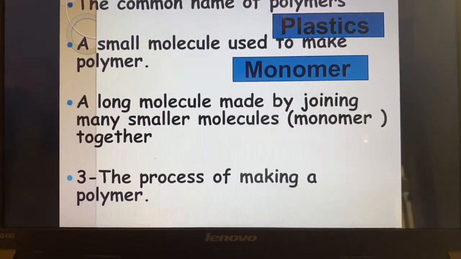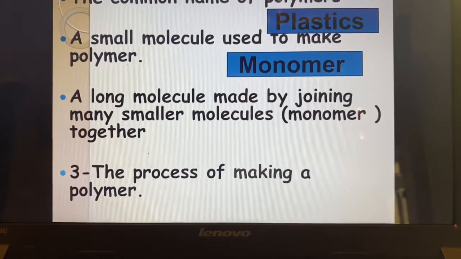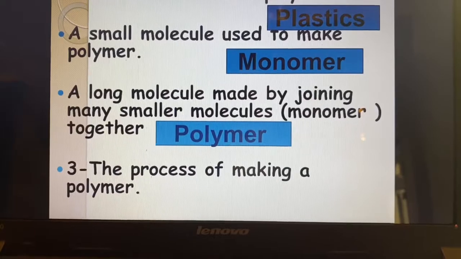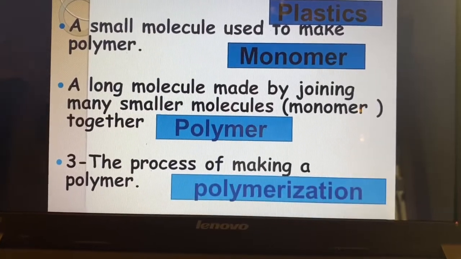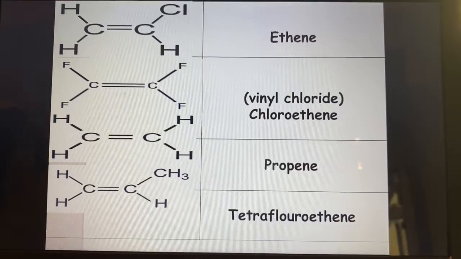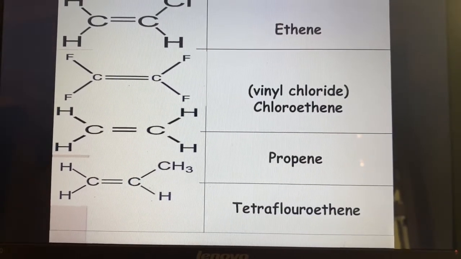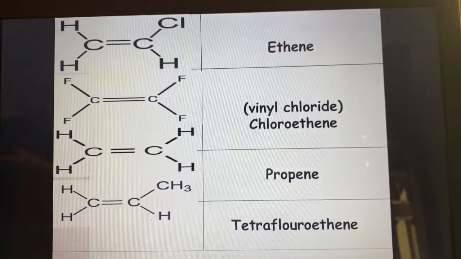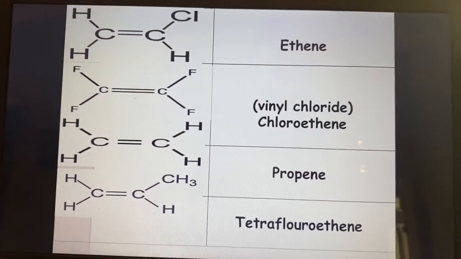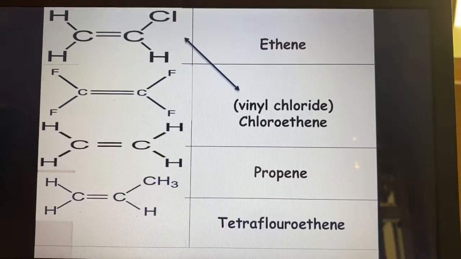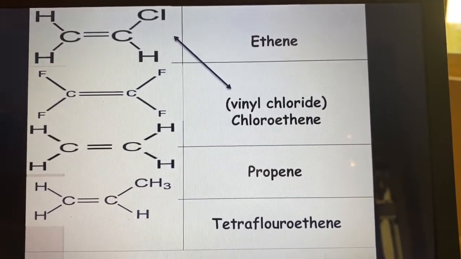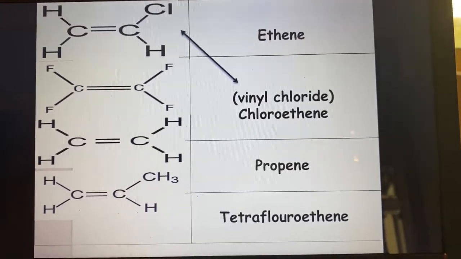A long molecule made by joining many smaller molecules together, we called it polymer. The process of making a polymer, we called polymerization. Okay, then we talked about there are very important monomers in industry, which is this one. Remember what it was called? Vinyl chloride or chloroethene. If we make it into a polymer, it will become polyvinyl chloride.